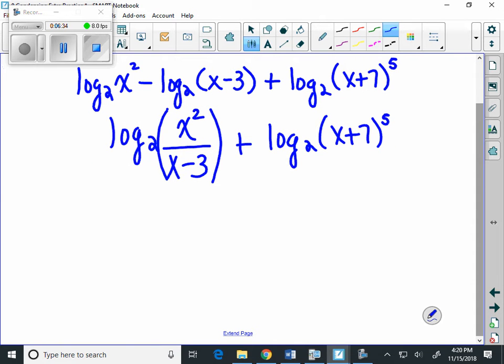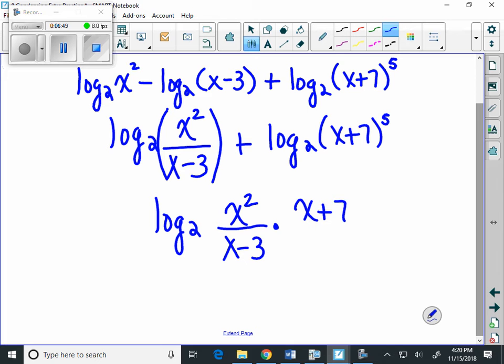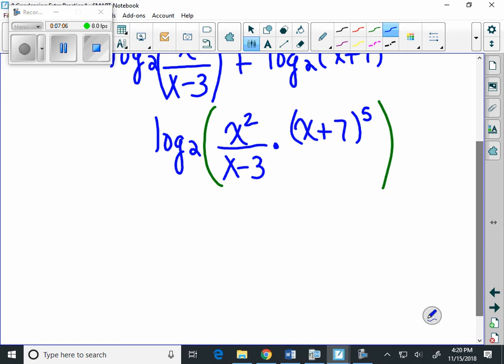Well, now, let's deal with the plus. We're going to use our product property. So we have x squared divided by x minus 3 multiplied by x plus 7 to the fifth here. And I'm going to write it a little bit better, but there's actually not much else we can do with this problem. We've dealt with all of our properties, and we end up with log base 2 of x squared times x plus 7 to the fifth.